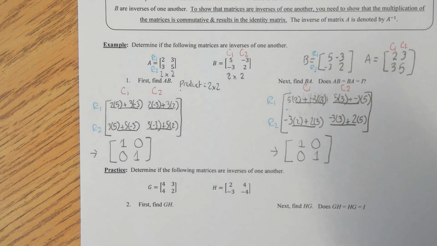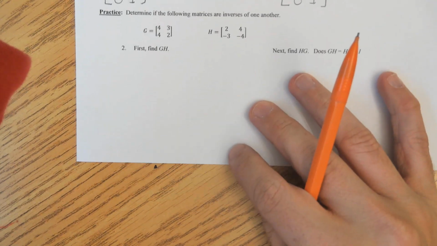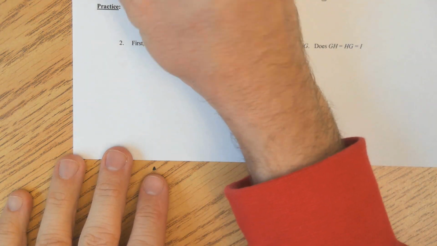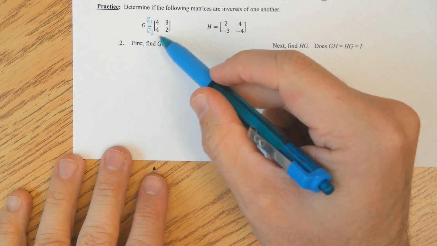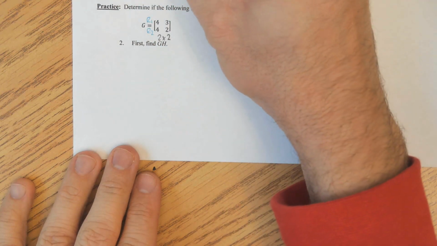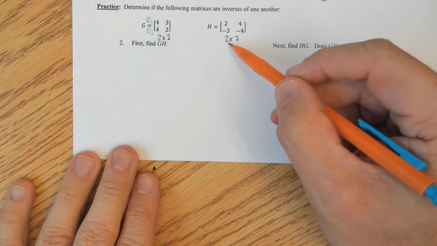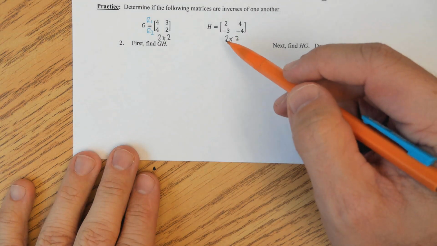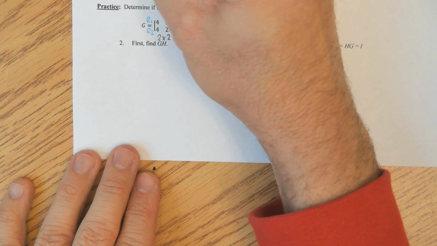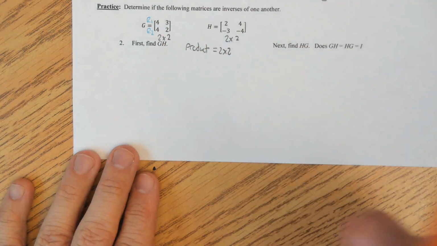Okay? So now if we were to do the same thing down here on number 2, same process again, right? So I'm doing G times H and then H times G. So again, I only care about the rows from the first. 2 by 2, 2 by 2. Can we perform matrix multiplication? Yes, we can, because the columns of the first matrix match the rows of the second. Columns of the first match the rows of the second. So therefore, my product is going to equal 2 by 2 because you take the rows from the first, columns from the second.